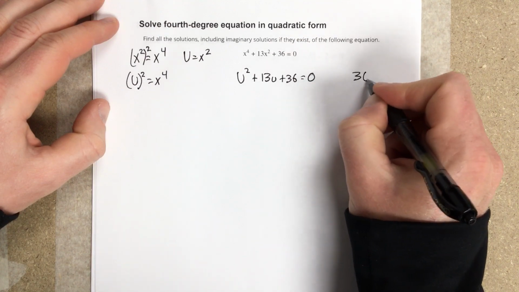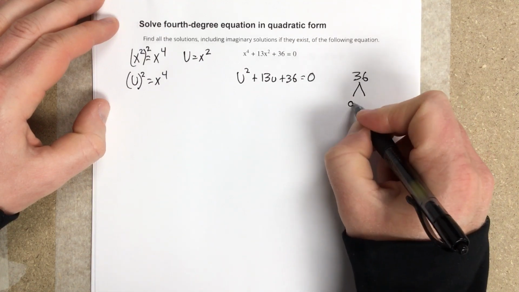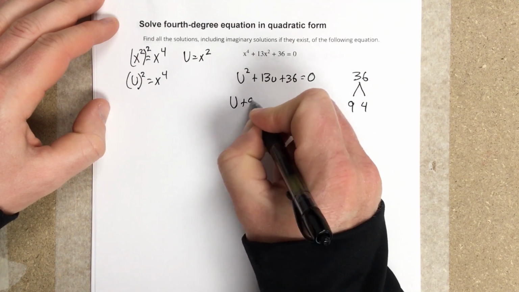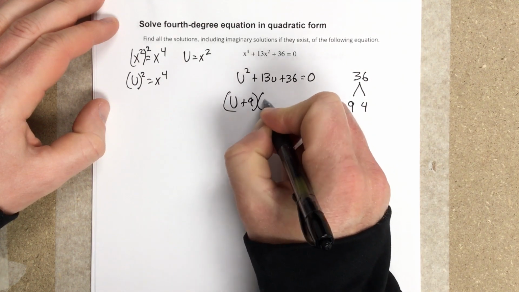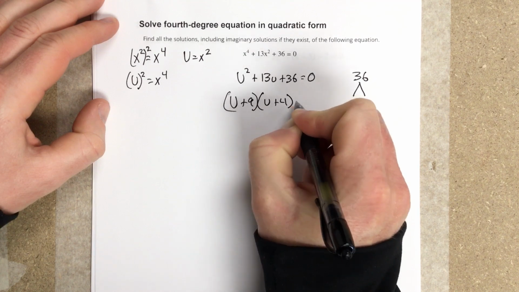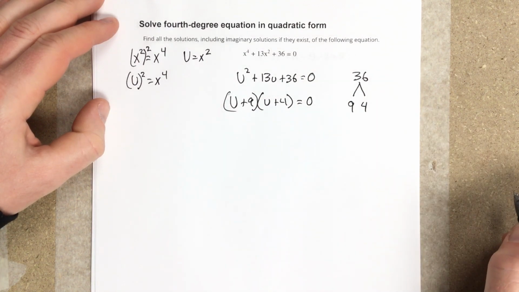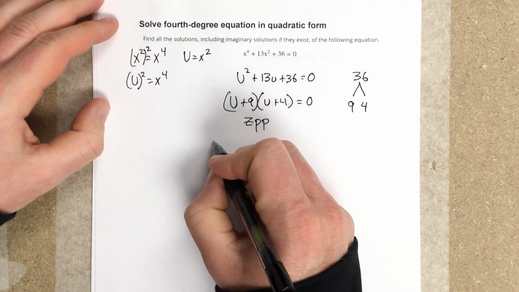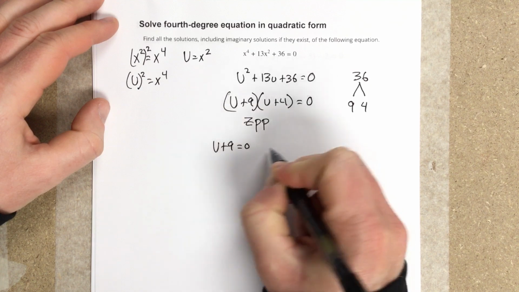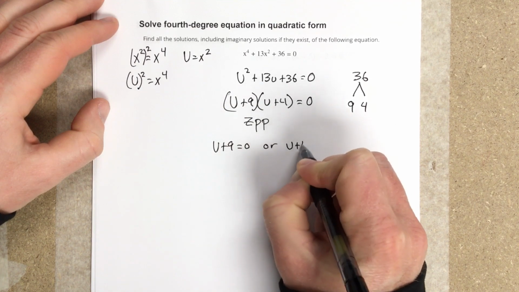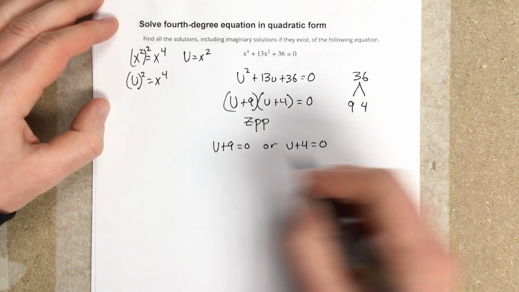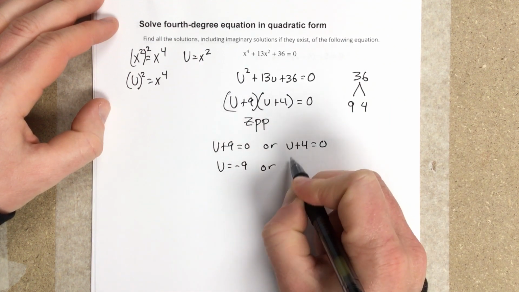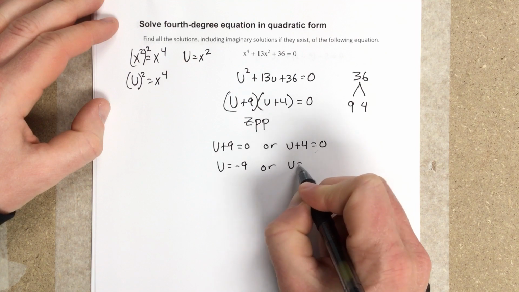What are the factors of 36 that add to 13? Well, that would be 9 and 4. So we're going to say u plus 9 times u plus 4 equal to 0. The zero product property, we get u plus 9 equals 0, or u plus 4 is equal to 0. Subtract the 9 over, we get u is equal to negative 9, or subtract the 4 over, u is equal to negative 4.